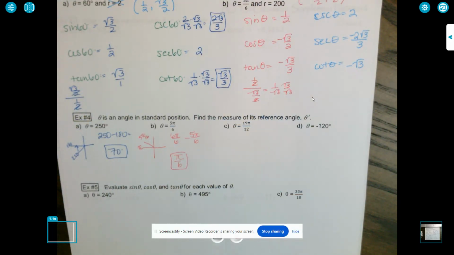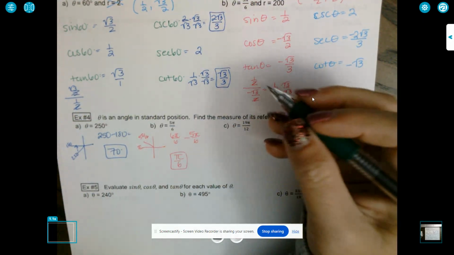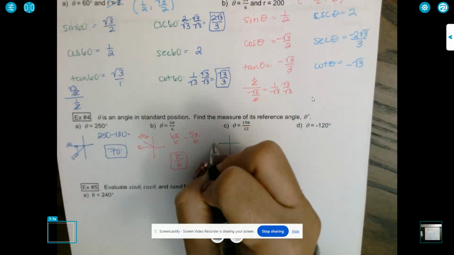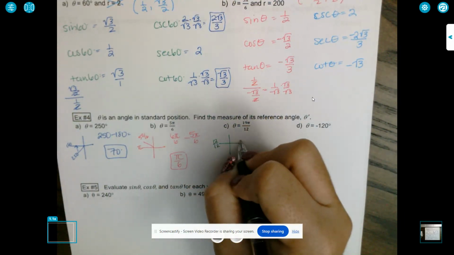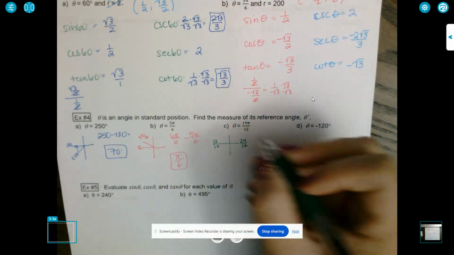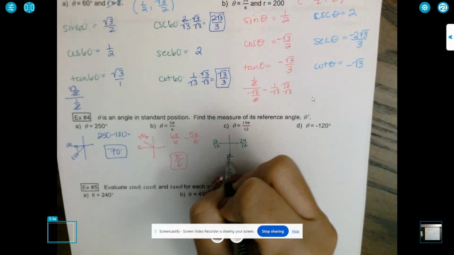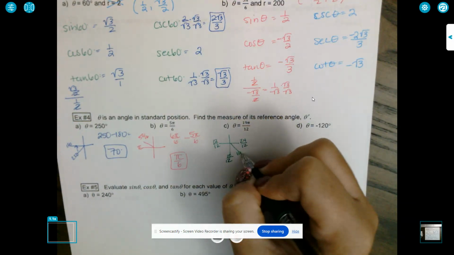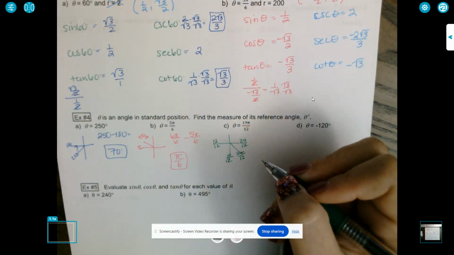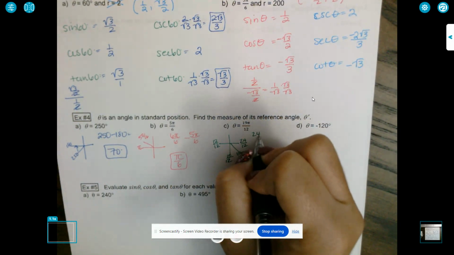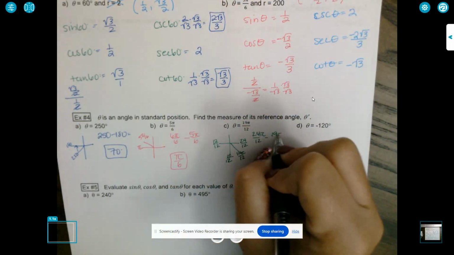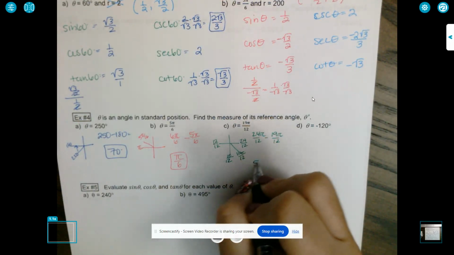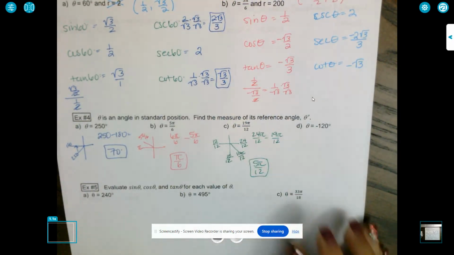19 pi on 12. Okay, well, I'm not really sure where that is. So let's try to think about this. If we're in 12s, right? So this will be 12 pi on 12. This will be 24 pi on 12. And right between 12 and 24 would be 18 pi on 12. So 19 is over here in quadrant 4. So then we're going to do 24 minus 19. And that's going to give me 5 pi on 12 as my reference angle.